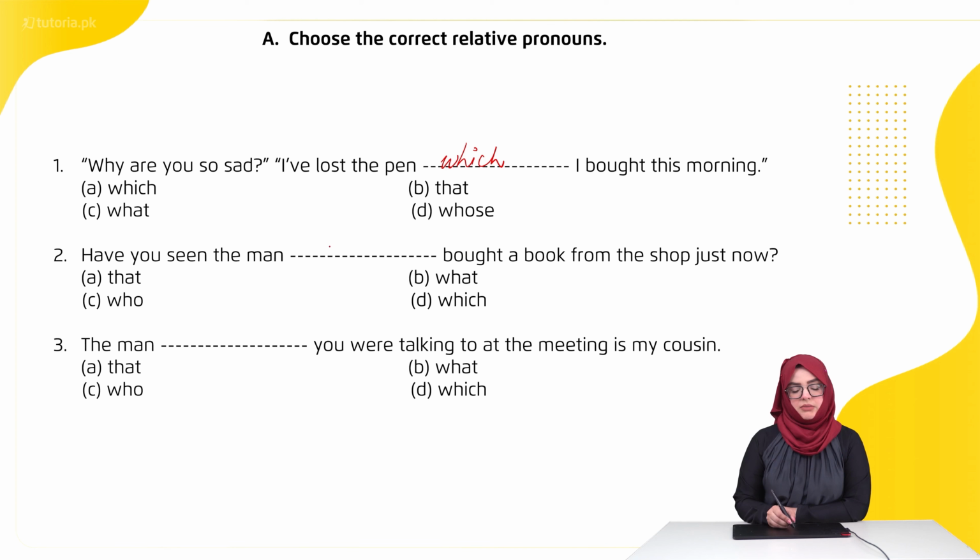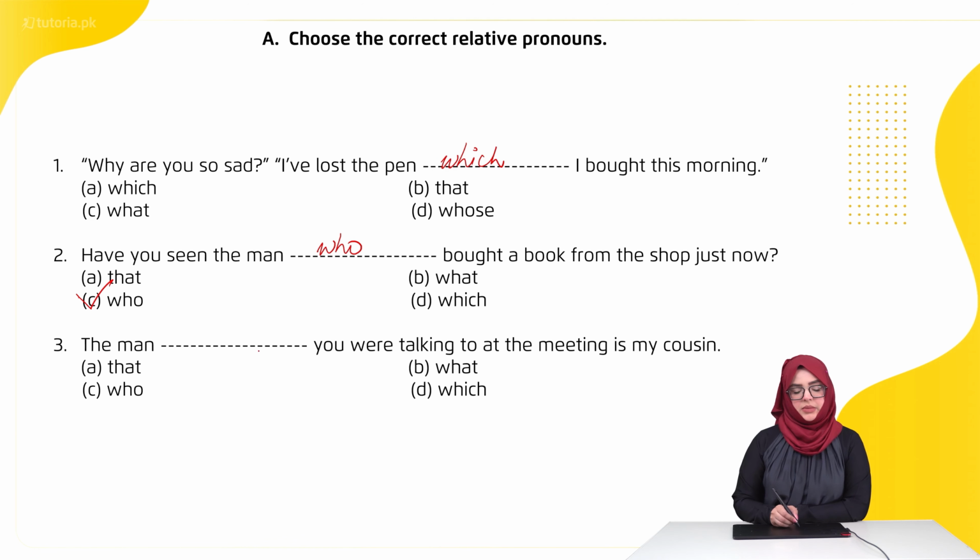Second is, have you seen the man dash bought a book from the shop just now? So man के लिए हम who लगाएंगे. Have you seen the man who bought a book from the shop just now?